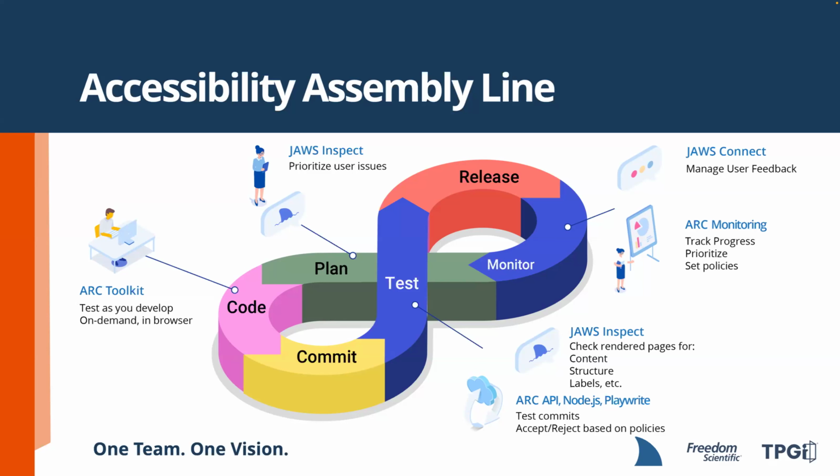Then you commit your code. You usually have automated testing with Node.js and these types of applications. And there again, JAWS Inspect can be used to run quick tests. This is particularly what I want to focus on today, because your QA teams, for instance, can run very, very quick tests on a regular basis.